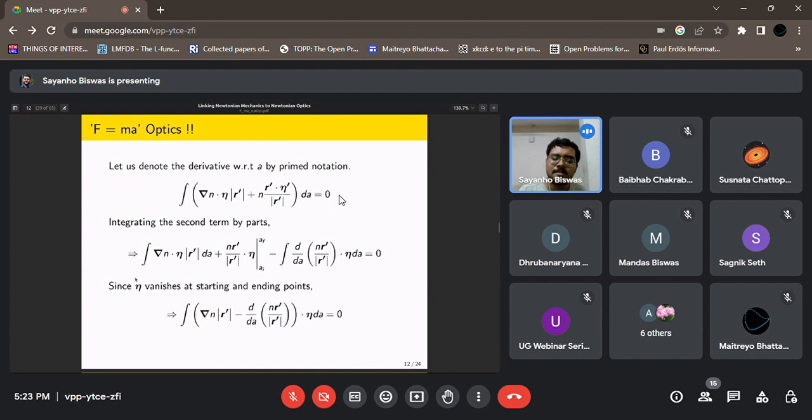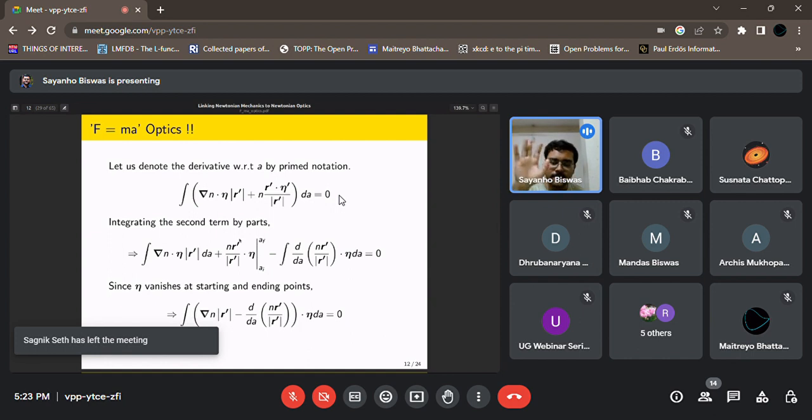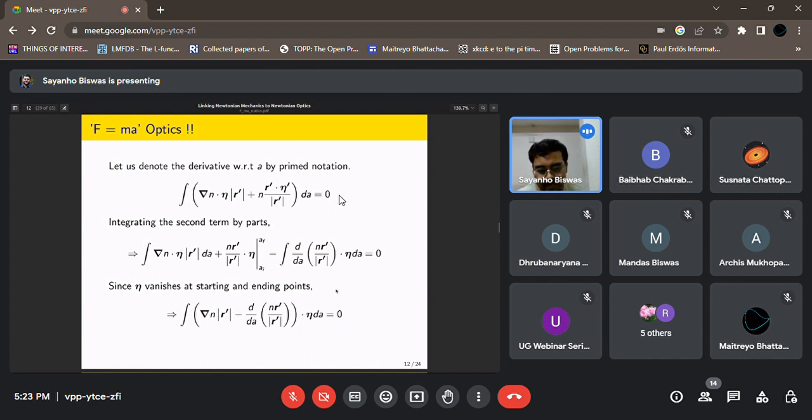Since eta vanishes at the starting and ending points, I get rid of this middle term, and we are left with the first term and the third term. The first term is what it is, the third term is what it is, that is what I write. Try to notice that the first term has a dot product with the eta vector. This mod r prime is a scalar in the first term. There is a dot product with the eta vector, and in the third term as well, there is a dot product with the eta vector.